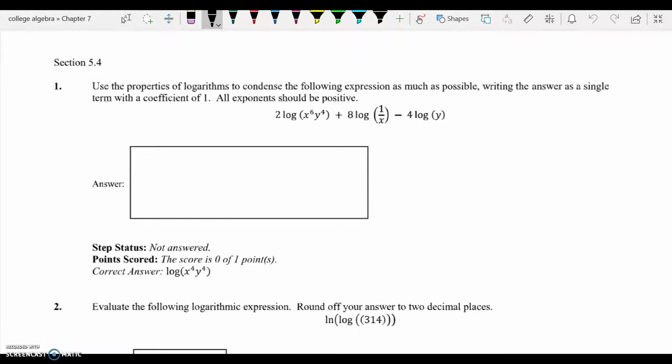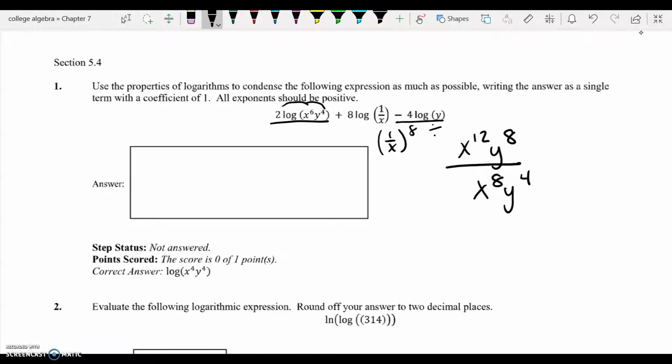So for this first one, because there's a 2 out front, I'd multiply it by both those exponents, so we get x to the 12th, y to the 8th. Plus means I'm multiplying, however, this is 1 over x to the 8th, which means you're dividing by x to the 8th. And then minus means I'm dividing, so that's going to be y to the 4th on bottom.